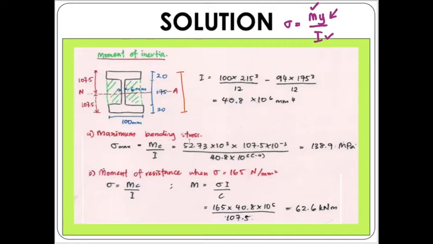Then plus 175, right? So therefore this h can be divided by 2, so we have h over 2 here and also h over 2 here. So we have the value of 107.5 for the top and also the bottom.